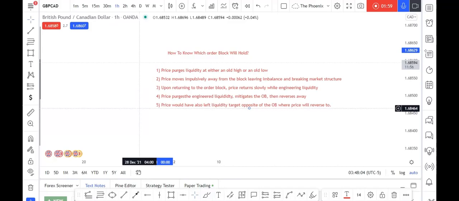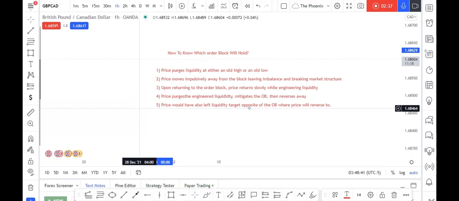When price creates the order block, you're going to be looking for an impulsive move going away from the order block, and that impulsive move would be leaving imbalance, and it would also create a break of market structure. When price is returning to the order block, it is going to gradually return. There will be a lot of manipulation in the return to the order block, which would engineer liquidity, and that liquidity would be purged on the way back to the order block. At the order block, mitigation would occur, and then price would reverse away in the other direction.